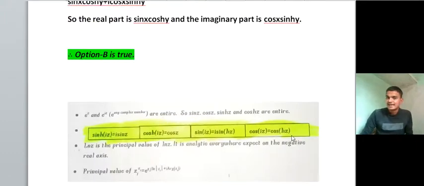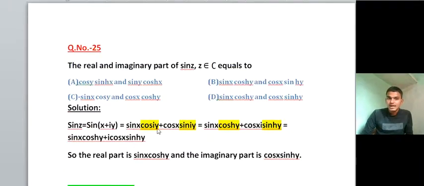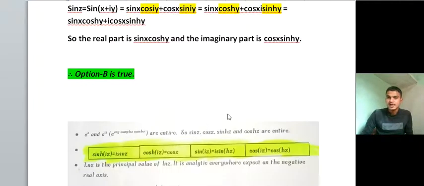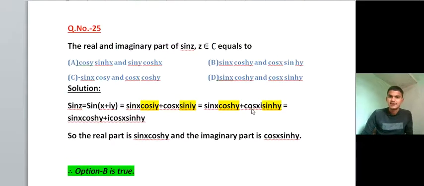Cos iz is equal to cosh z, so cos iy is equal to cosh y. Then this is sin iy. Sin iz is equal to i sinh z, so sin iy is equal to i sinh y. The i is multiplied with sinh y, so I can bring i to this place. So you can see a plus ib.